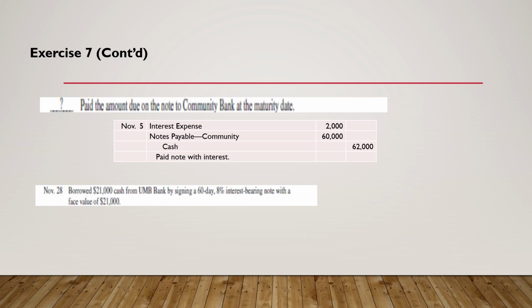On the maturity date, I'm paying the amount of the note along with the interest expense. So I'm paying the 60,000 amount of the note along with the interest expense, which is 2,000 that we already calculated in previous slides when it was required from us to calculate the interest related to each note. Also, I need to identify the maturity date, and we already identified it in requirement number 1, I think, to determine the maturity date for each note.